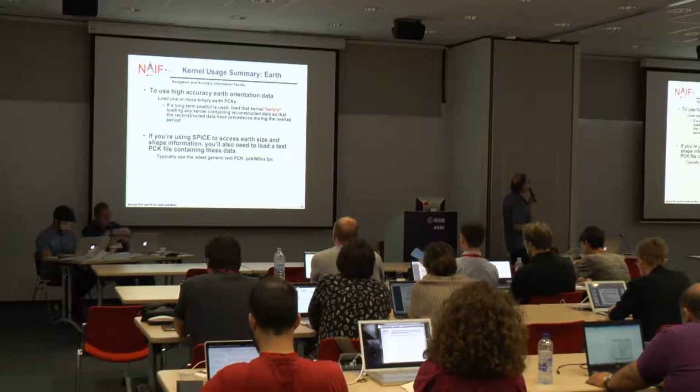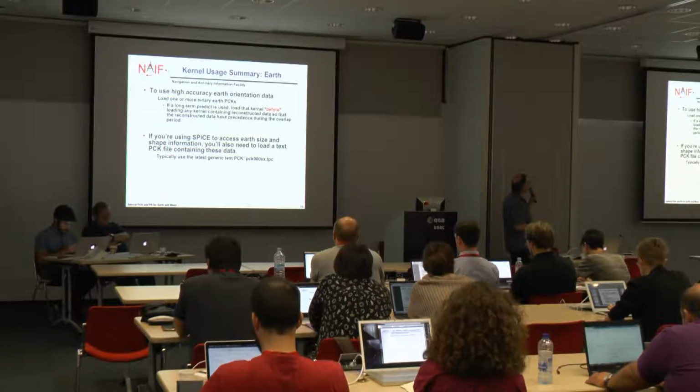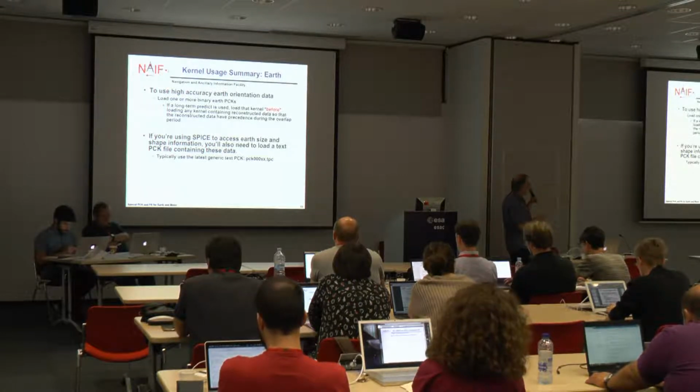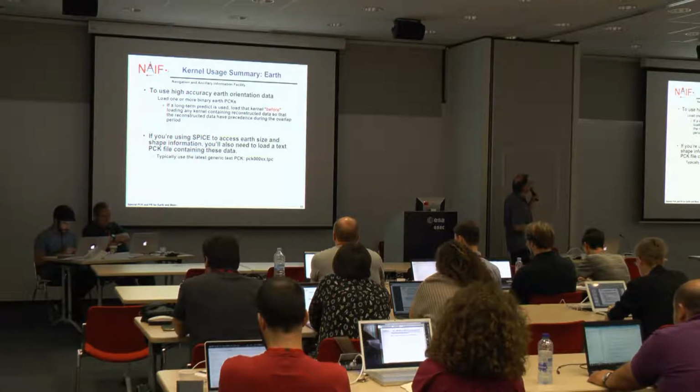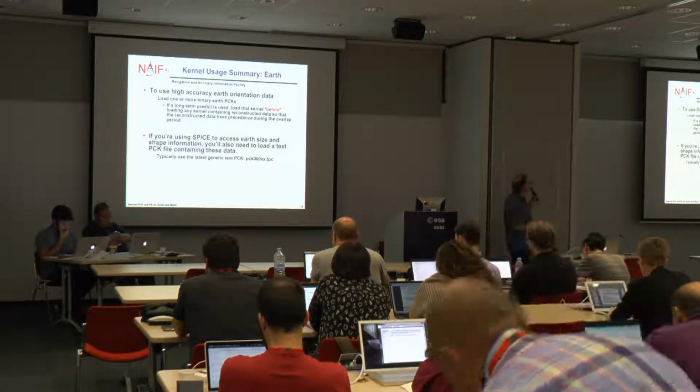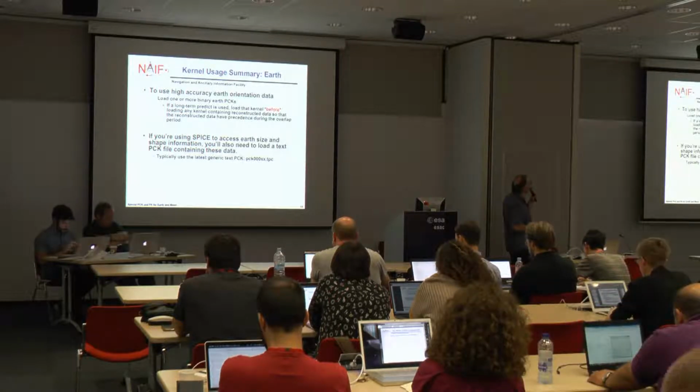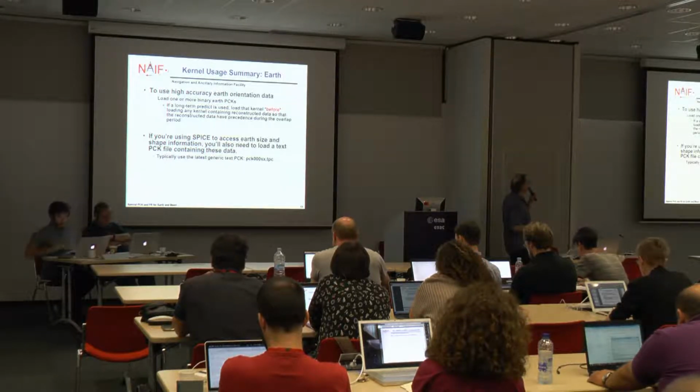So, summary: to use high accuracy Earth orientation data, load one or more binary Earth PCKs, and the precedence rule applies, so you want to load the most accurate data last. If you want to use the long-term predict in combination with the reconstructed data, you want to load the reconstructed data last. If you're using SPICE to access Earth size and shape information, you'll also need to load a text PCK file containing these data to get the Earth radii, because those are not contained in a binary PCK.